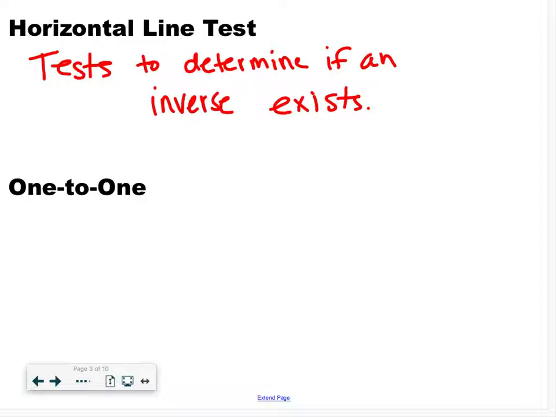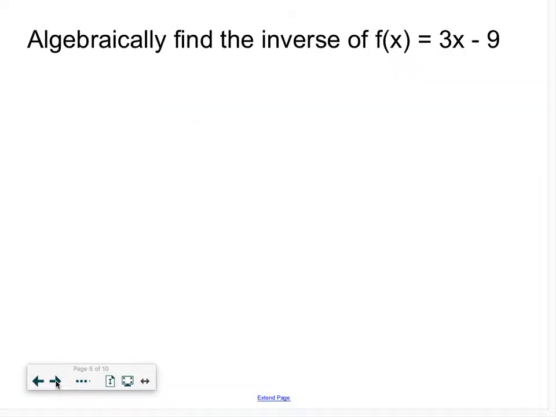You're not going to see this very much, but a function that is one-to-one means it's passing the horizontal and vertical line test. If we're one-to-one, every x has one y. We're passing both of those. So if an equation is one-to-one, then it's a function and it has an inverse. All right, let's get back to our green sheet.